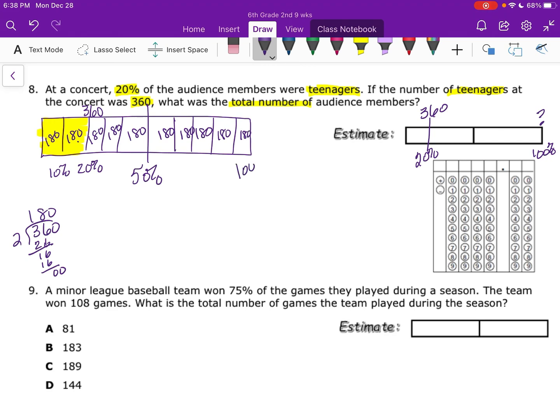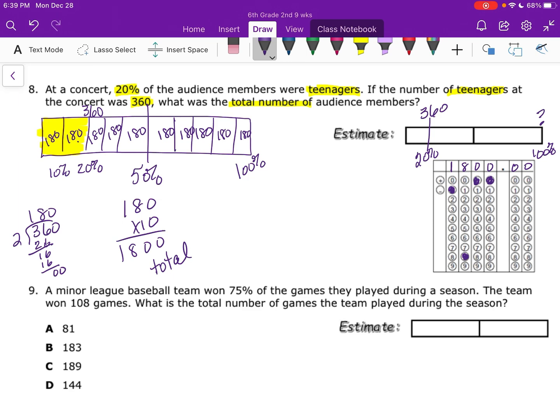So how do we get the total? How do we get the 100%? Well, how many 180s are there? That's right, there's 10. So 1,800 total. Make sure you remember your place value.